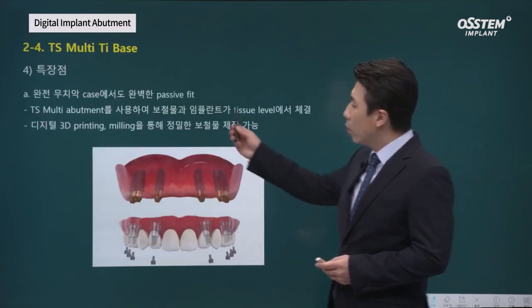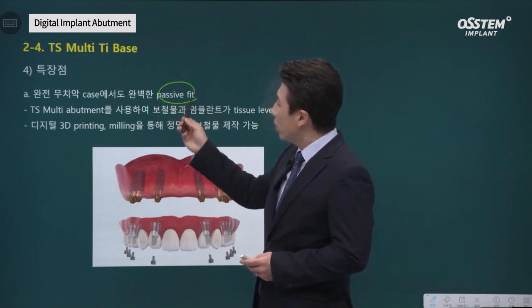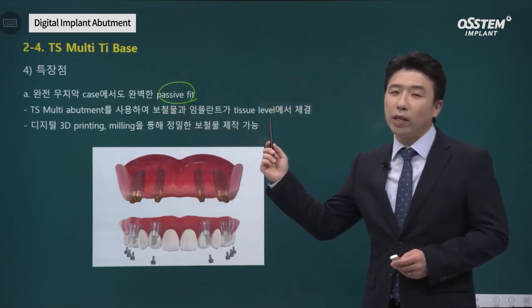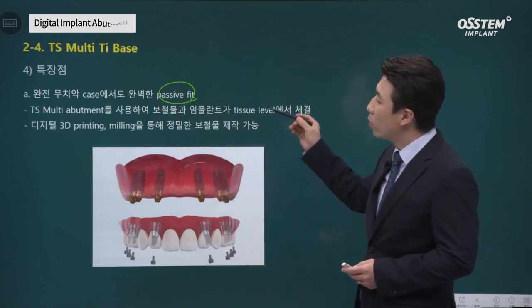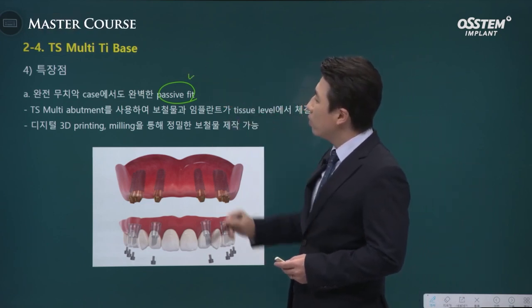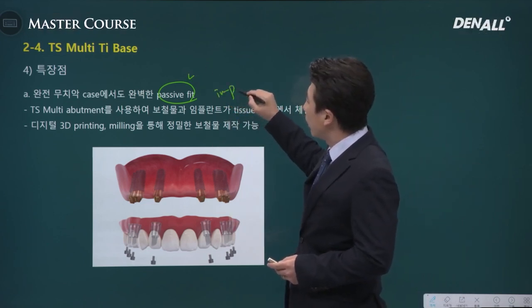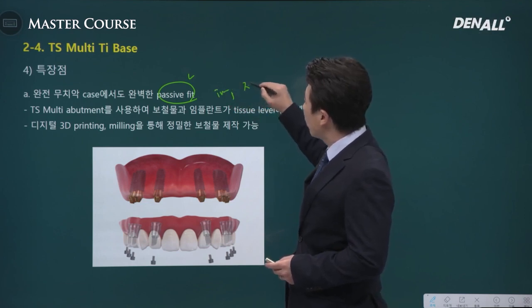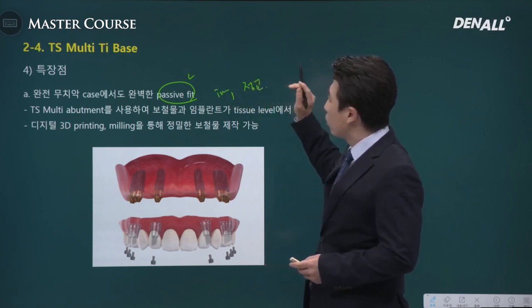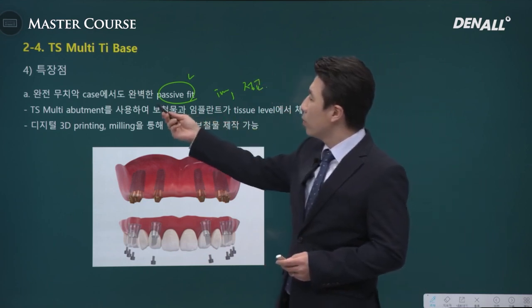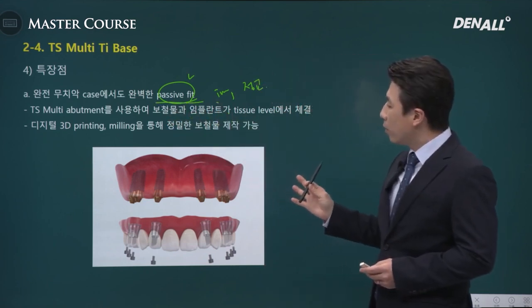You don't automatically get passive fit in fully edentulous cases. In order to get the passive fit, you need to take a very precise and accurate impression. This allows for passive fit, or else this can become increasingly difficult. This is a very important component.